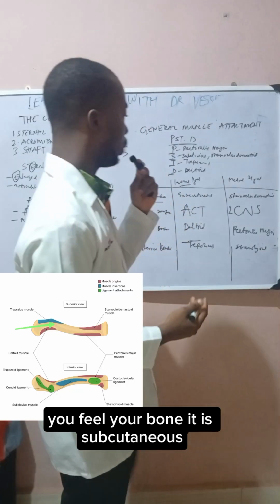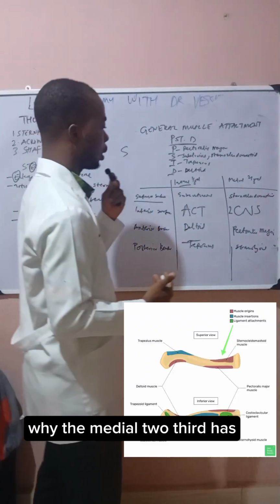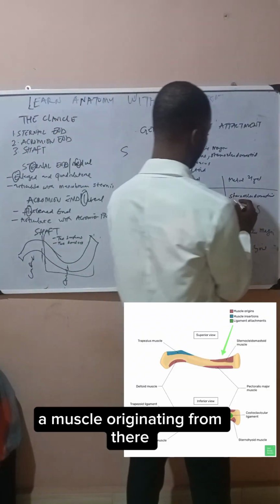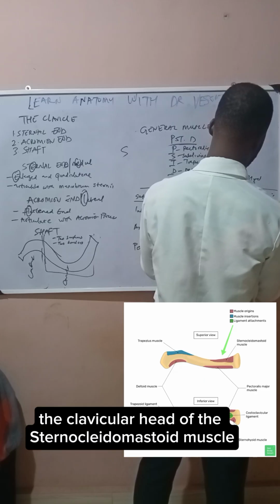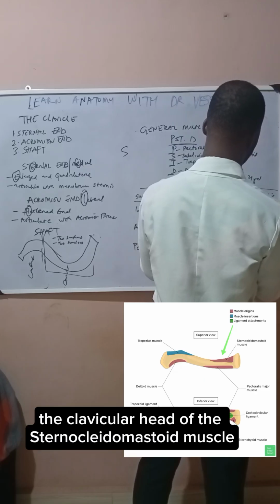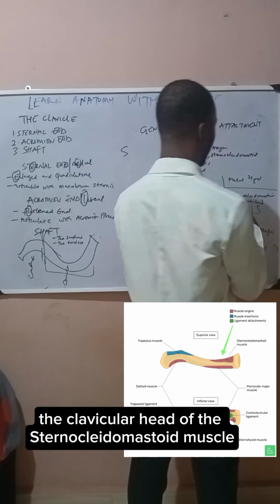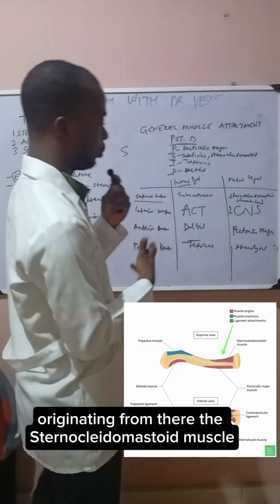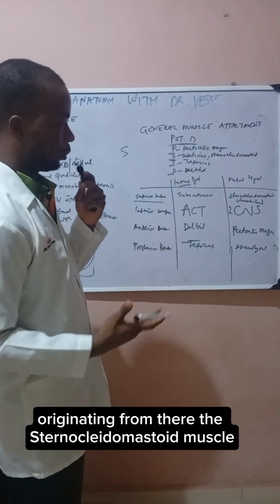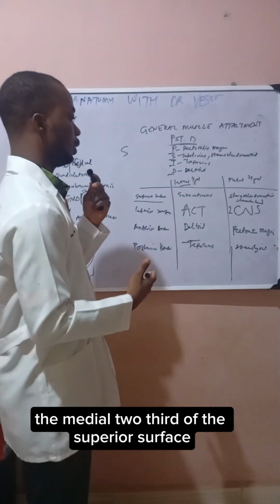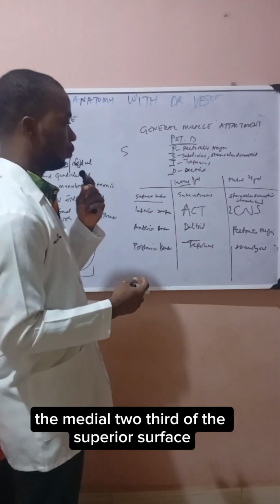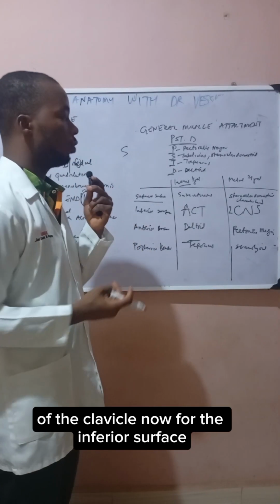It is subcutaneous. While the medial 2/3 has the clavicular head of the sternocleidomastoid muscle originating from there. The sternocleidomastoid muscle originates from the medial 2/3 of the superior surface of the clavicle.